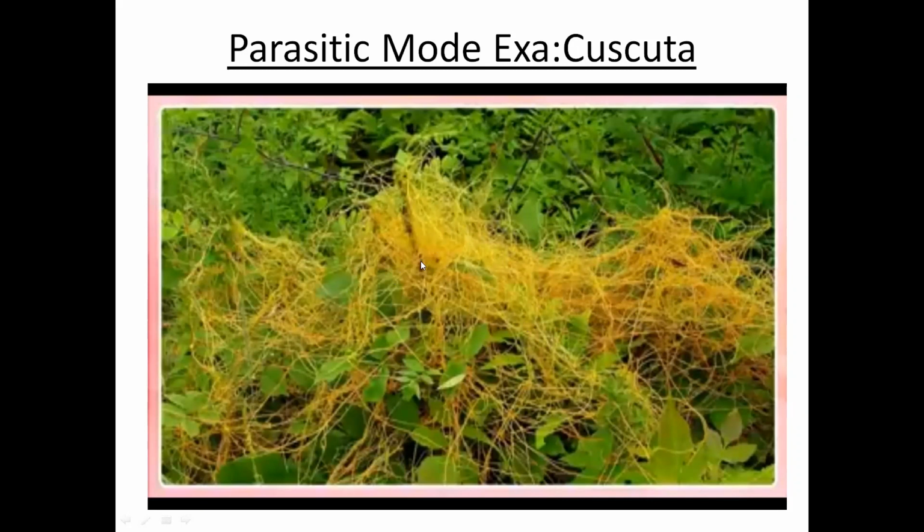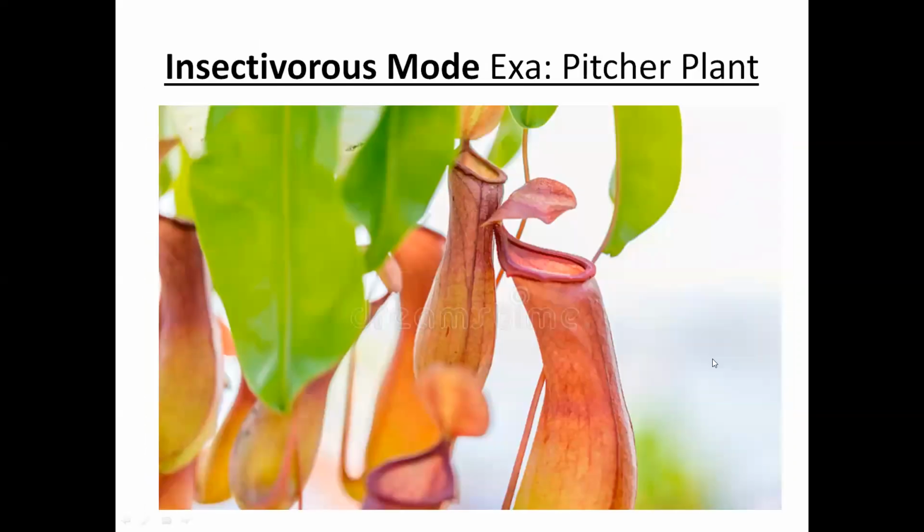It is not preparing its own food because chlorophyll is absent, and it is sucking food through its roots from the host plant. So on whichever plant it is growing, it is sucking the ready-made food. So it is called parasitic mode. Example is Cuscuta. You can see here properly, the yellow colored plant, which looks wire-like.